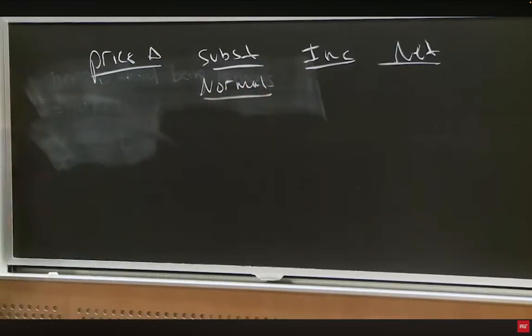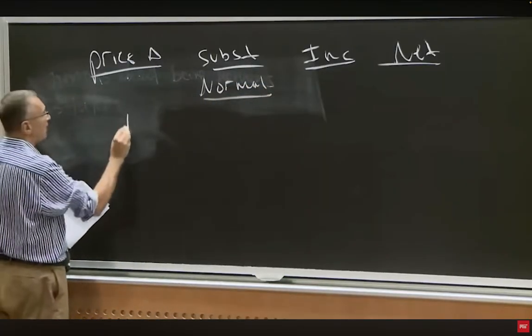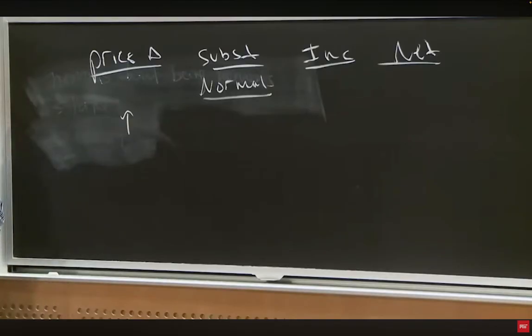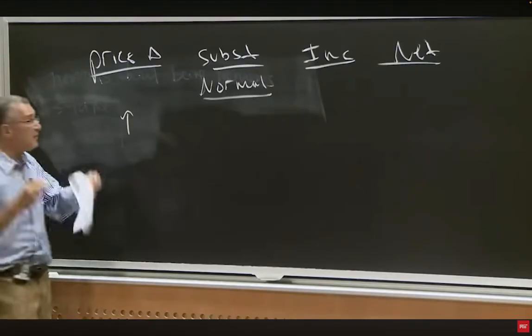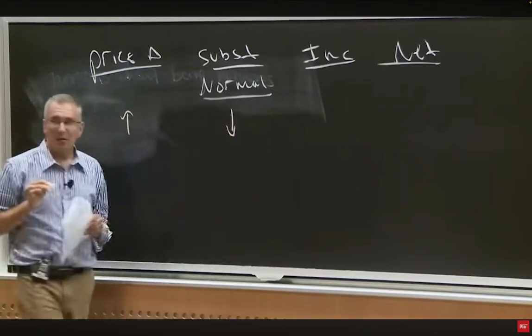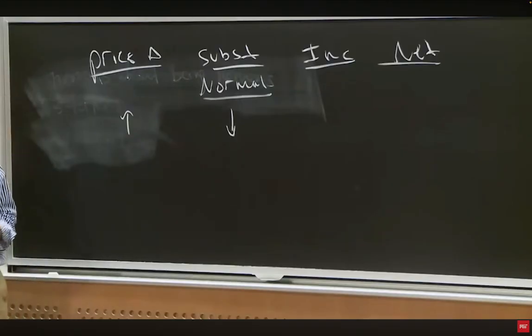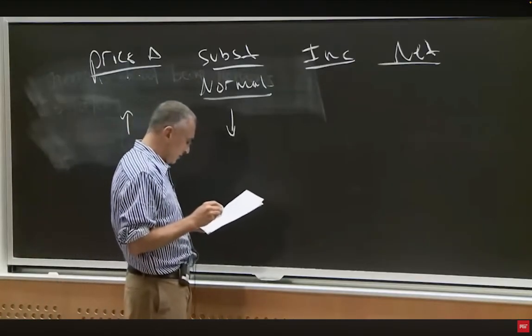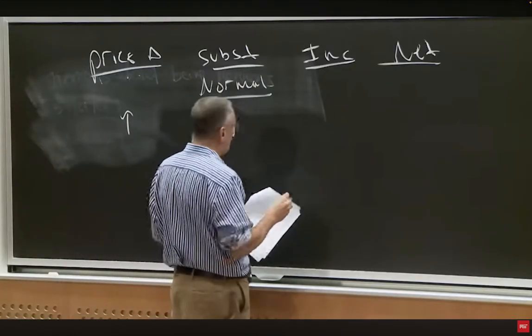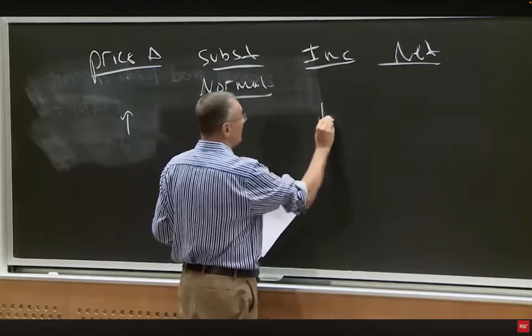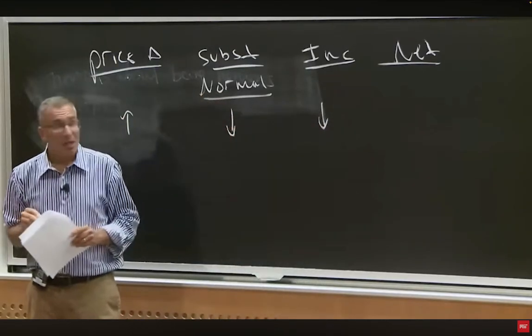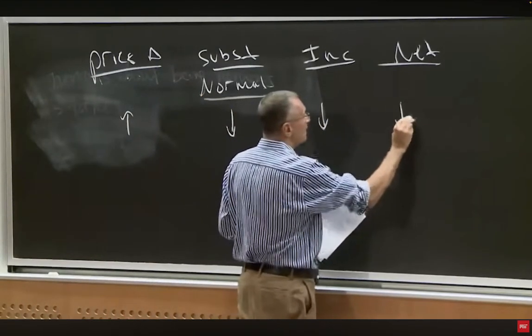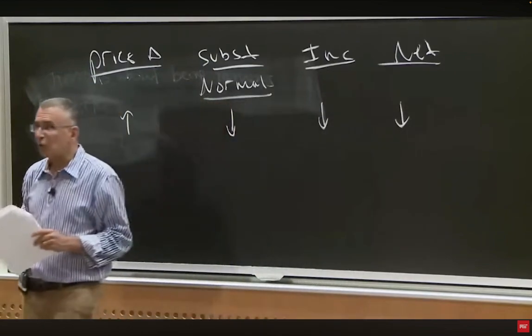So with normal goods, if the price goes up, like I just showed you, the substitution effect must be negative, must be the opposite of the price change. The income effect, if it's a normal good, must also be negative. Therefore, on net, you get a higher price leads to lower demand.